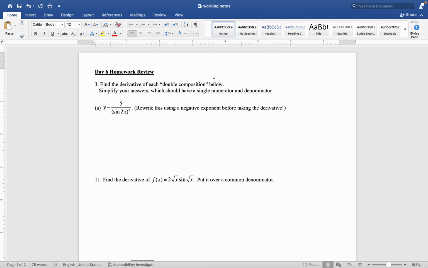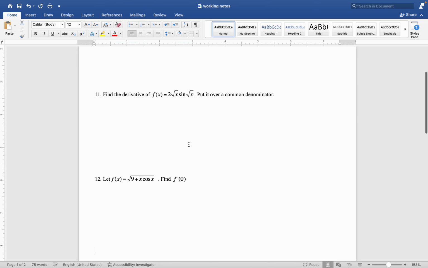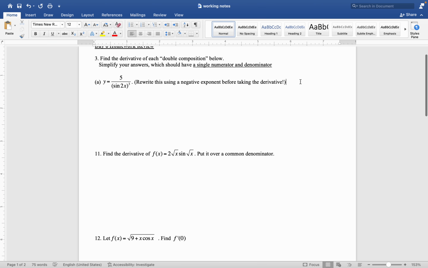So we're going to start with the day 6 homework review, and I chose a few problems to do. There's probably a number of problems on here that people found difficult. This worksheet is mostly difficult problems, but I chose 3 that I thought people would be the most likely to have trouble with. So the first one is 3a.